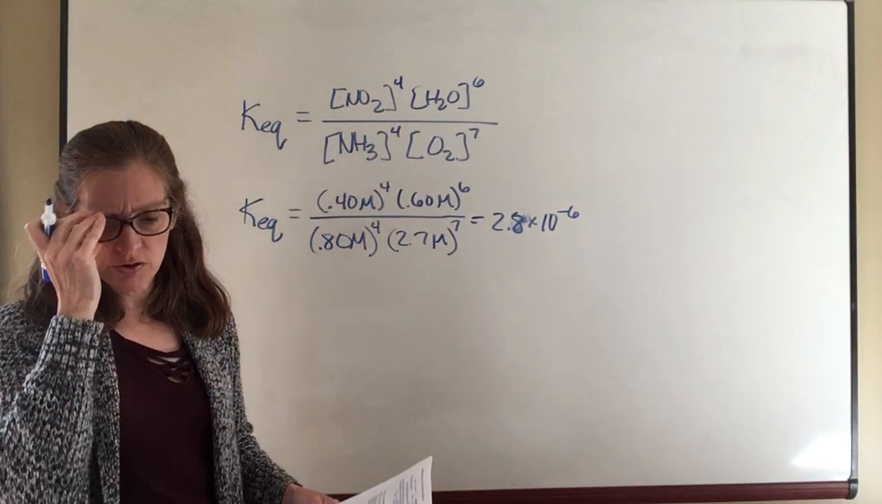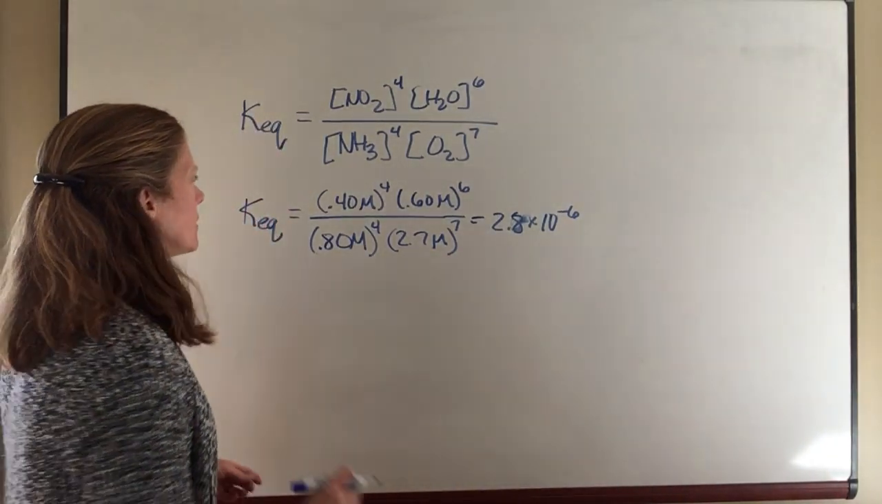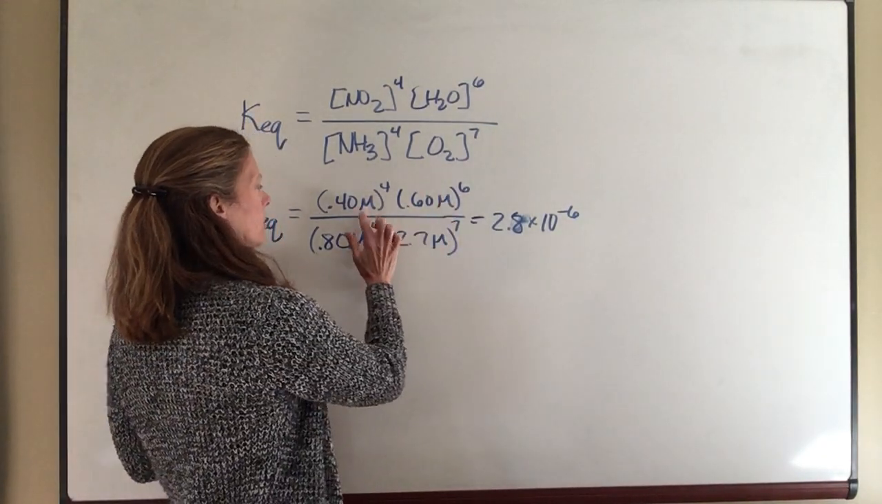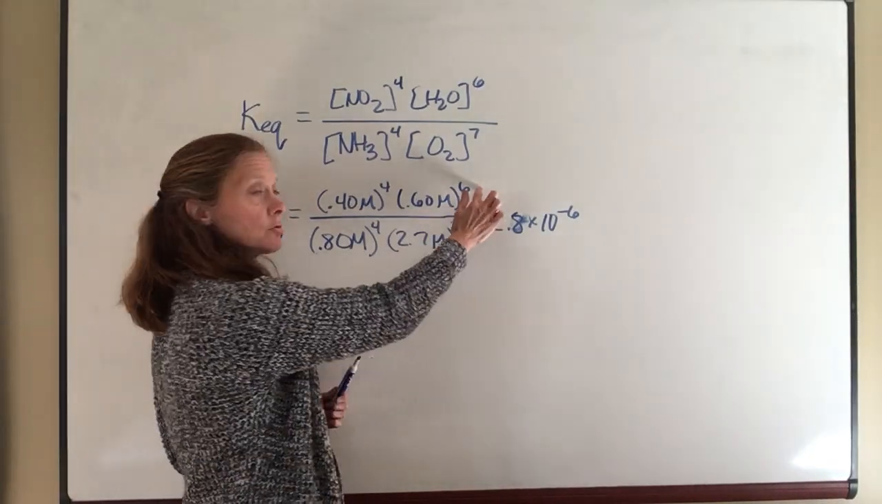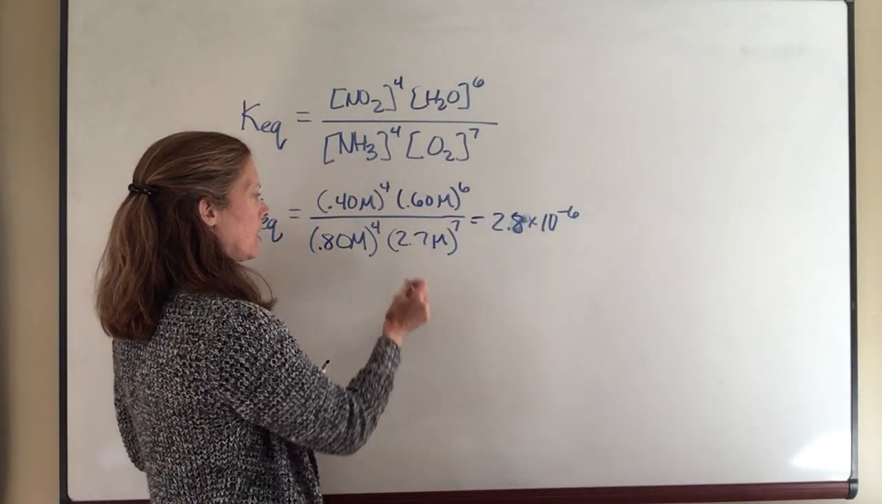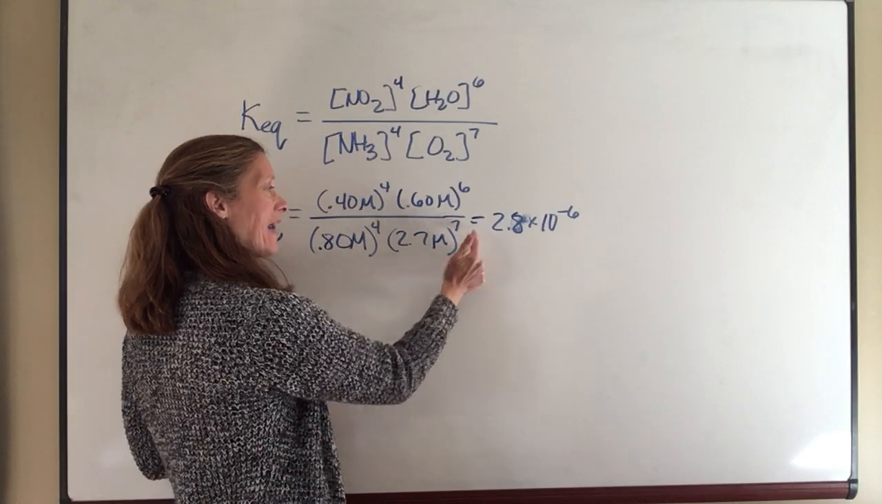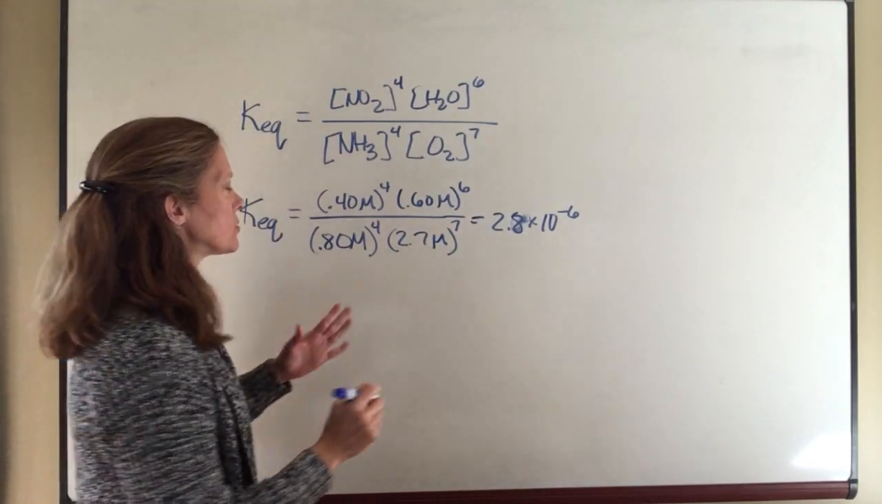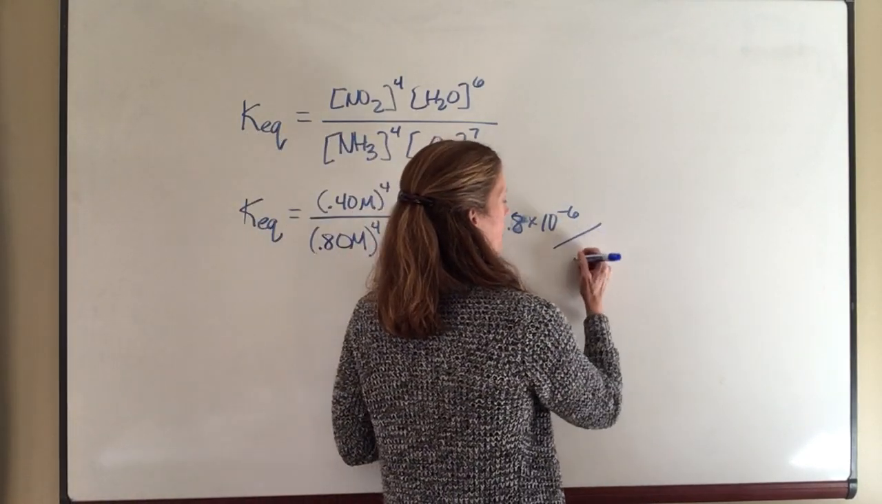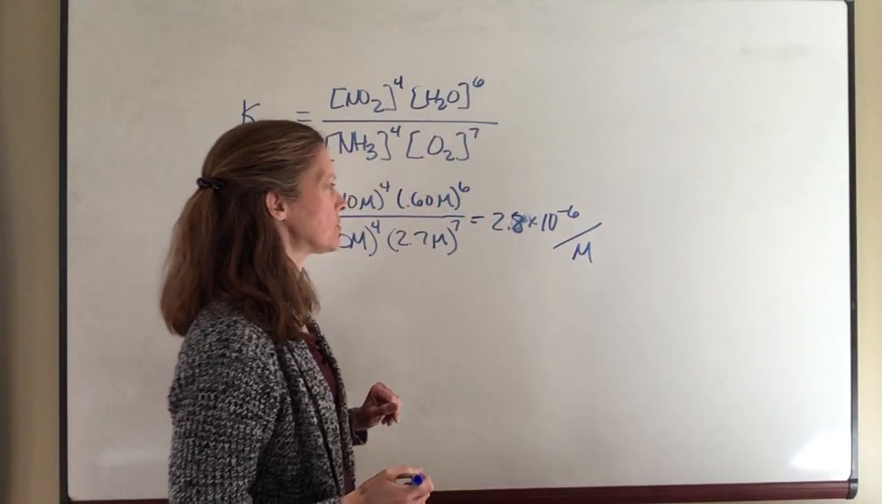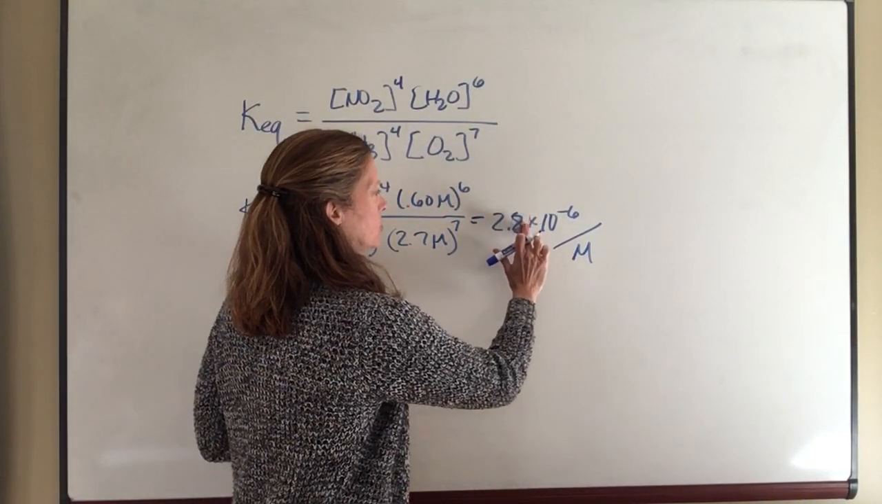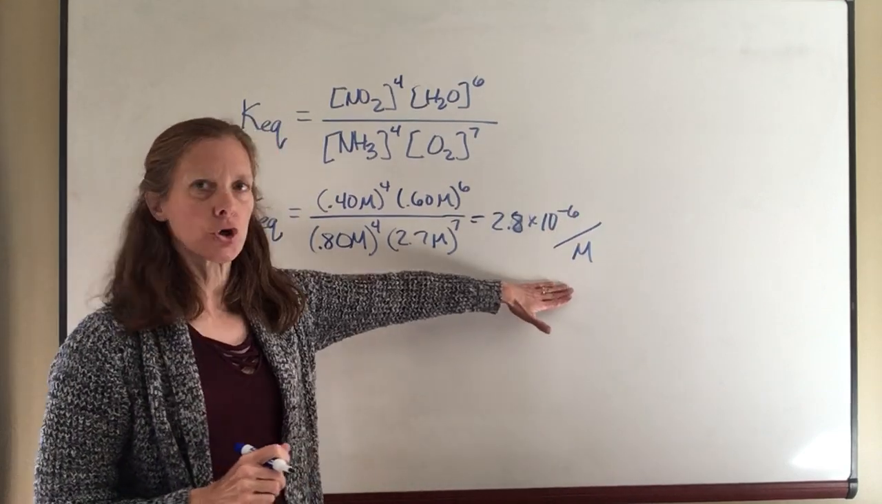And what are my units here as far as molarity? Well, I'm going to have molarity to the 4th times molarity to the 6th, which is molarity to the 10th on the top. I'm going to have molarity to the 11th on the bottom, so that means I'm going to have 1 molarity in the bottom as my unit. So I've got 2.8 times 10 to the minus 6th over M.